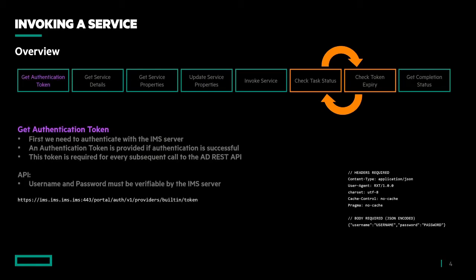Before we can use the Automation Director REST API, we first need to authenticate ourselves with the IMS server. The credentials we use must therefore be verifiable by the IMS server. For example, this may be a local account or integration with your existing LDAP server. The IMS server then provides us with the authentication token we will need to use when calling the Automation Director REST API.